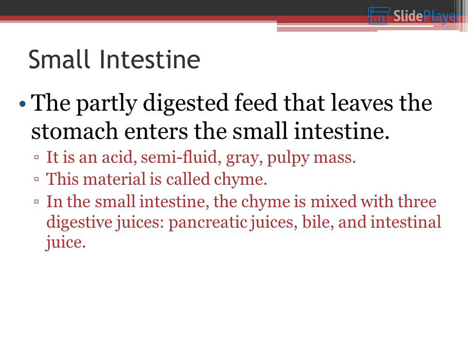Small intestine. The partly digested feed that leaves the stomach enters the small intestine. It is an acid, semi-fluid, gray, pulpy mass. This material is called chyme. In the small intestine, the chyme is mixed with 3 digestive juices: pancreatic juice, bile, and intestinal juice.